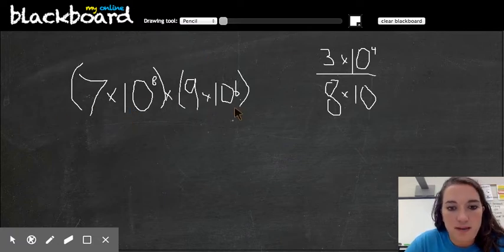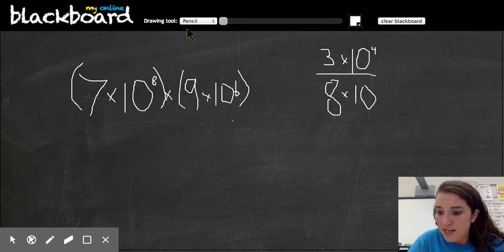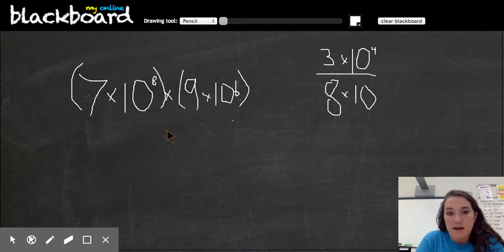All right, now we are doing operations with scientific notation. So first we have multiplication. When we're multiplying, do our exponents need to be the same? No, because that just means that we're lining up place value. When we multiply, we don't have to line up place value.